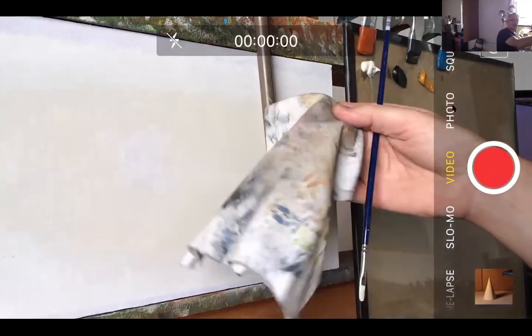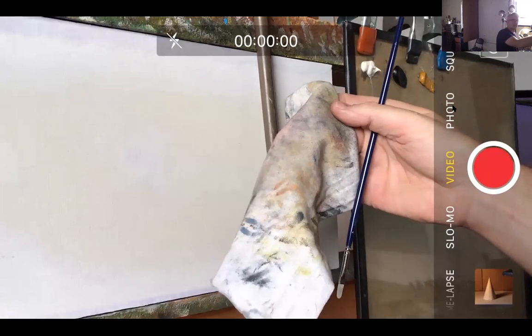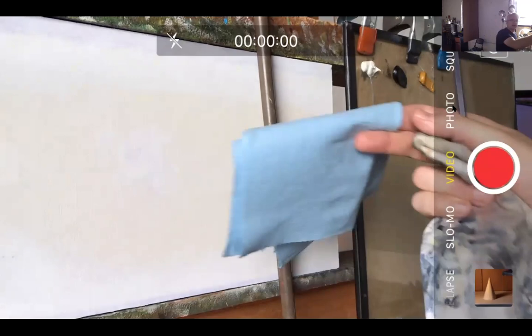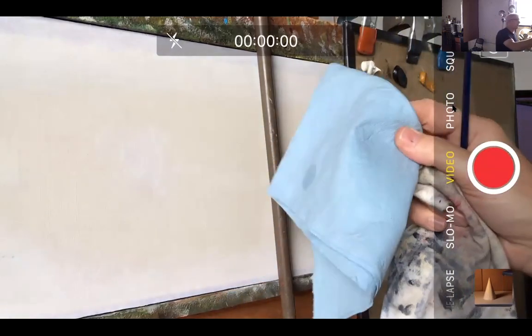When I'm working, I have a rag. This is a rag I've been using repeatedly to wipe my brush, sometimes wipe my canvas. I have some paper towel handy, so I would strongly recommend having those. You really need paper towel and rags.